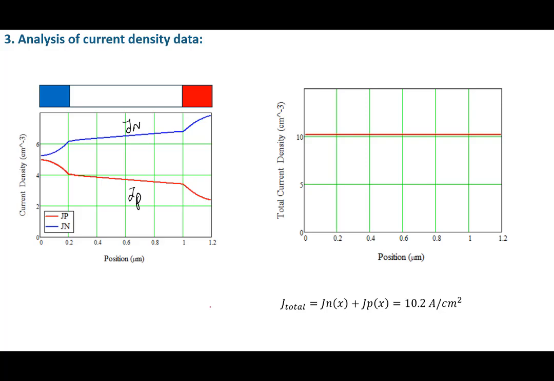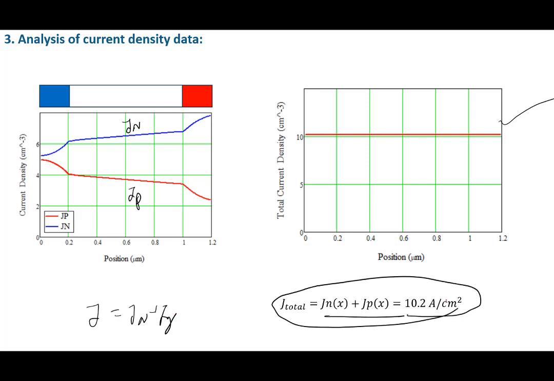If you had summed up Jn and Jp, you would have seen a flat, constant current, right? If you just add them up together, you know the current flowing in the device is always Jn plus Jp. Just add them up and you'll get this. So the total current flowing in the device is 10.2 amperes per centimeter square. That's the first thing that you immediately get: what is the net current flowing in my device?